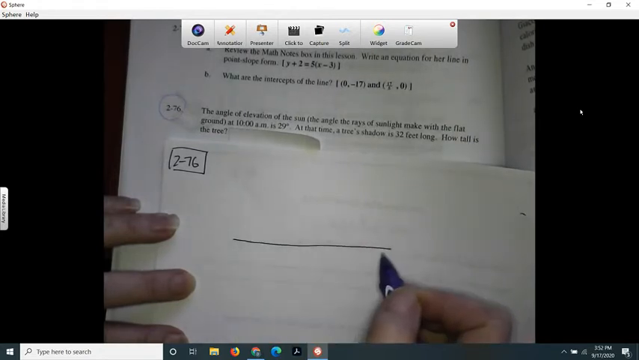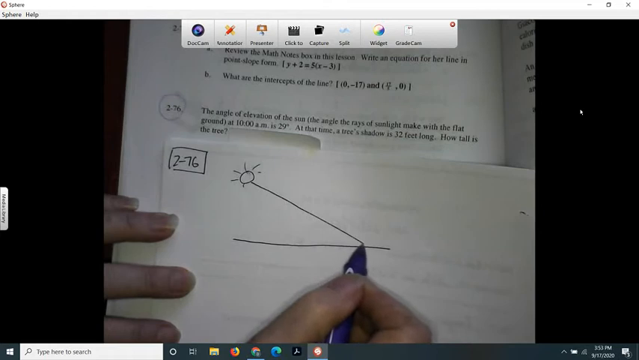So this is something that you would remember from last year or even maybe Integrated 1. So I'm going to walk through this one. Angle of elevation is the angle the rays of sunlight make with the flat ground. So I'm just going to draw a picture of the flat ground. And I need an angle that the sun makes with the ground. I'll make a little sun.